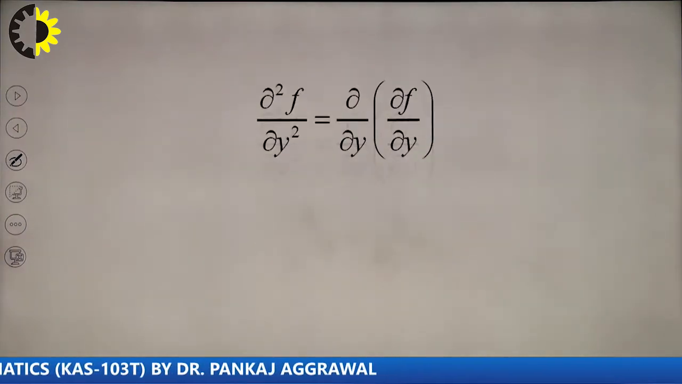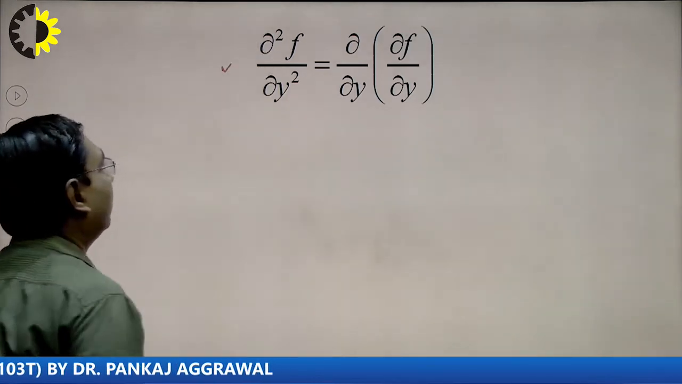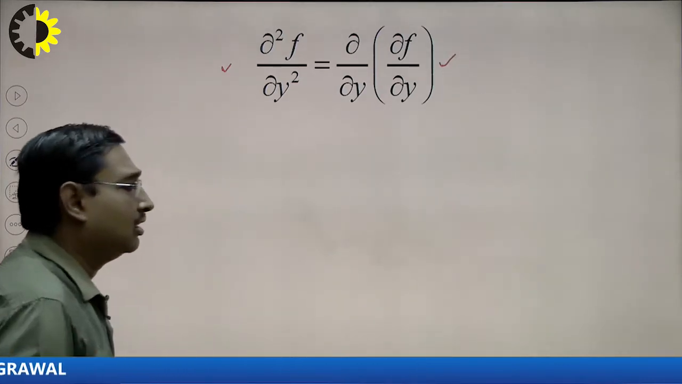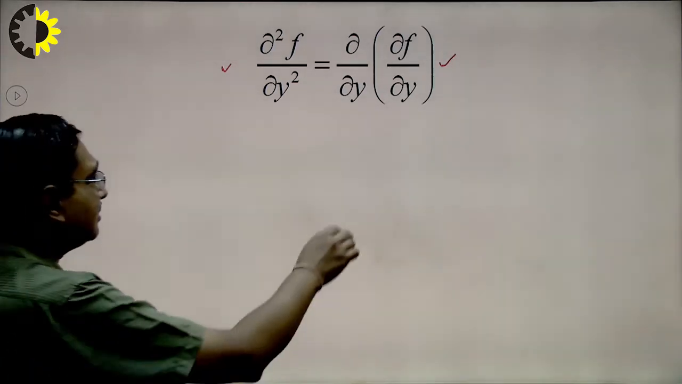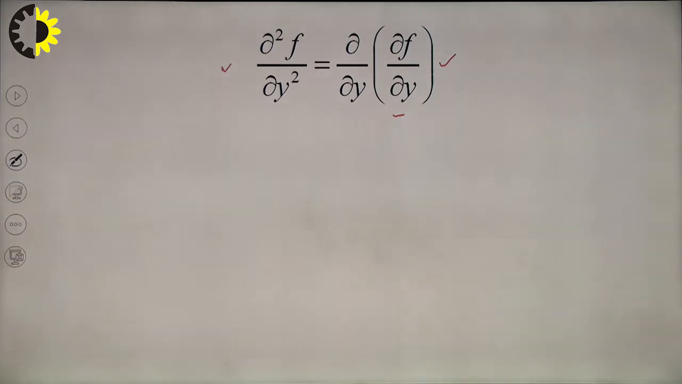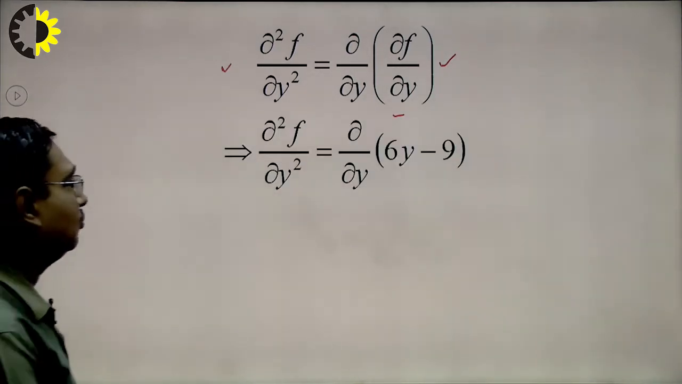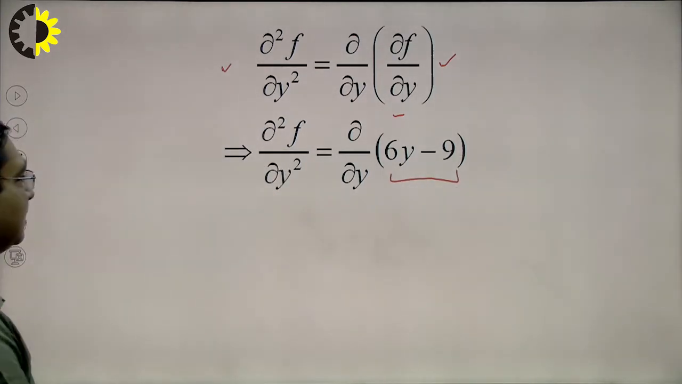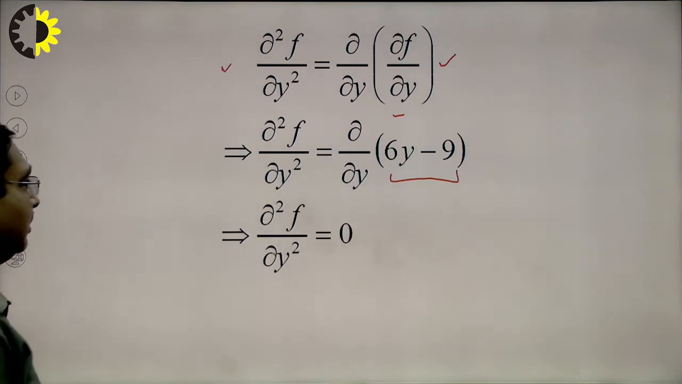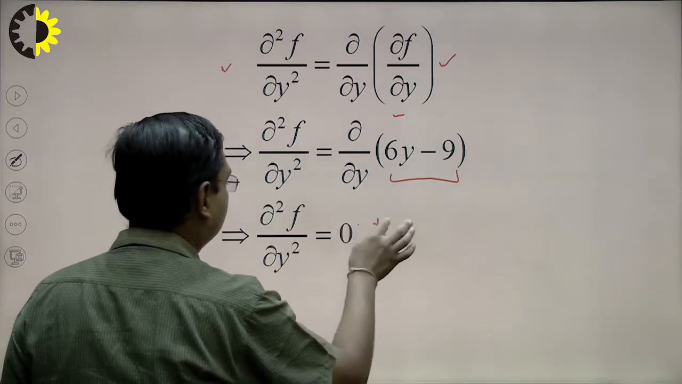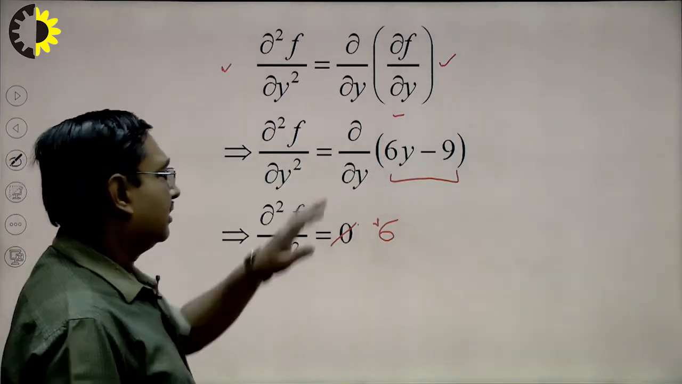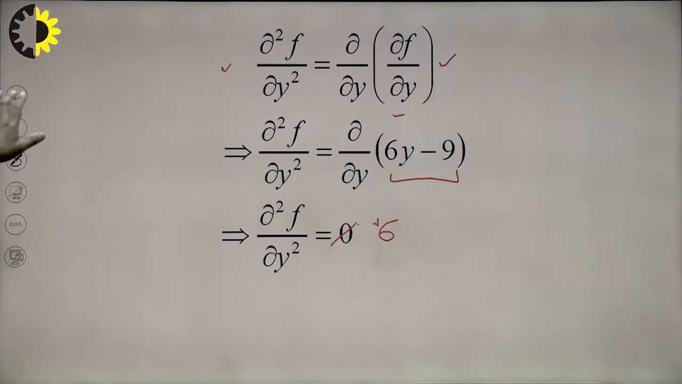Now, the next derivative is del 2f over del y square. This del 2f over del y square is del over del y of del f over del y. This del f over del y was calculated already, and its value was 6y minus 9. The value of 6y minus 9 when differentiated with respect to y will give simply 6, because the derivative of this term with respect to y will be 6.